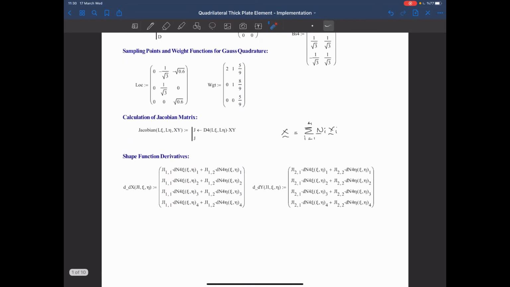Now we have the shape function derivative, so I'm just calculating the derivative with respect to psi with the Jacobian inverse, the derivative with respect to nu with the corresponding Jacobian inverse, and here I'm directly obtaining the derivatives with respect to the Cartesian coordinate system. So this would simplify my upcoming codes.